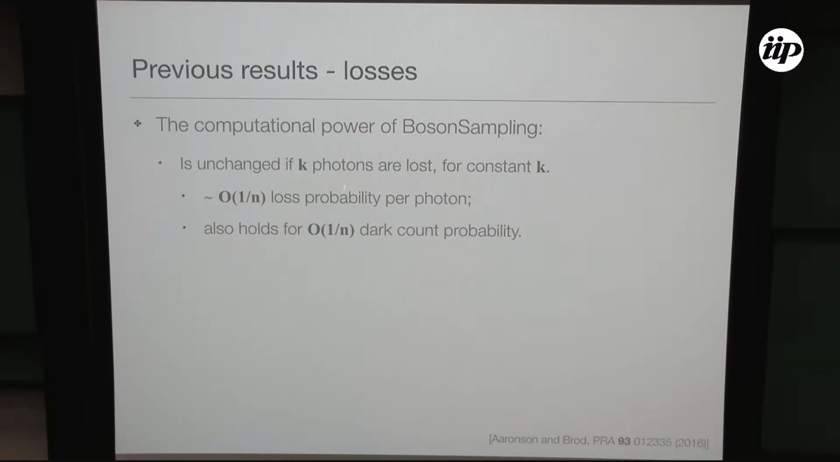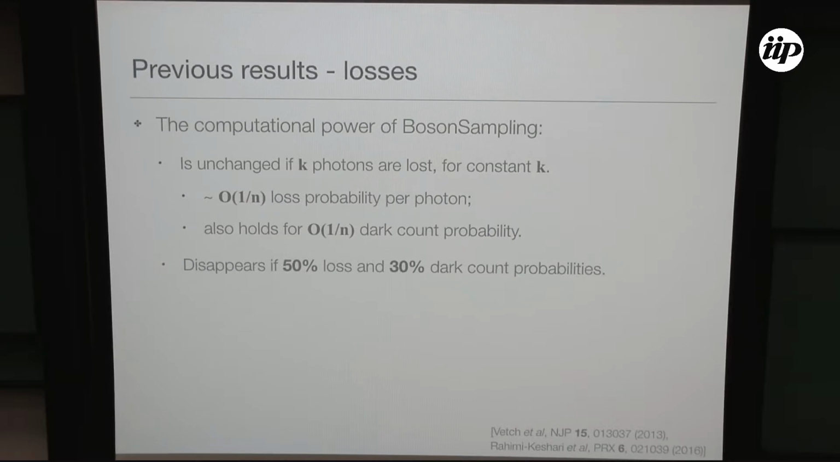This is coming from the side of just a little bit of loss, but you can also prove that if there's too much loss, then this computational power vanishes. There was a paper by Rahimi-Keshari, Carl Caves, and Tim Ralph, where they showed that if you have more than 50% loss and 30% dark count probability, boson sampling becomes classically simulatable via positive Wigner functions. With a positive Wigner function, you can describe the entire thing as a classical probabilistic process.